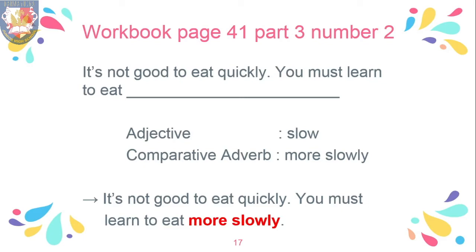Now, let's continue to open your workbook, page 41, part 3, number 2. It's not good to eat quickly. You must learn to eat blank. What do you think the answer is? Yes, you're right. It's not good to eat quickly. You must learn to eat more slowly. More slowly is the comparative adverb of slow.